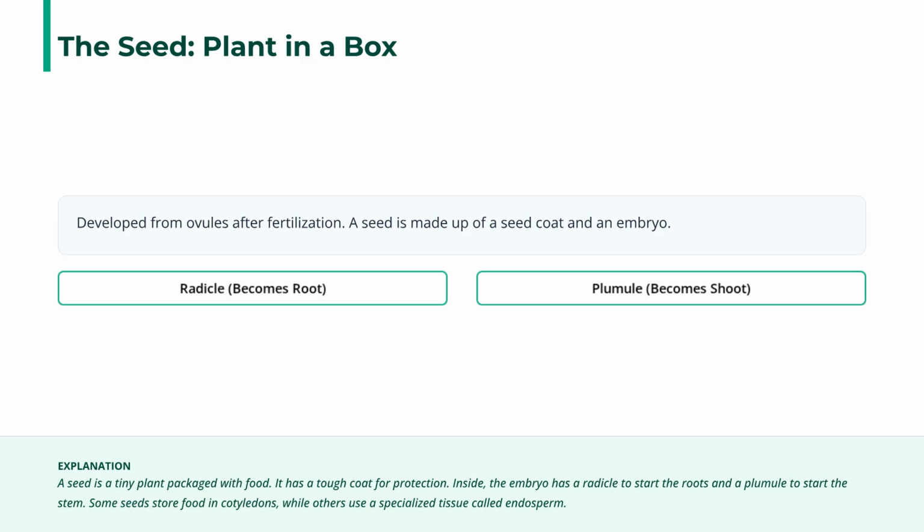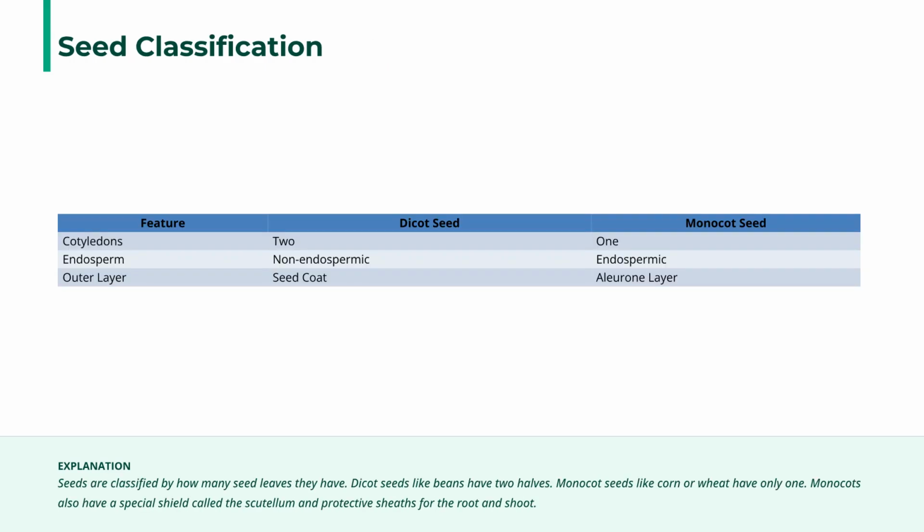A seed develops from an ovule and is essentially a tiny, packaged plant. It has a protective seed coat and an embryo, which contains the radicle for roots and the plumule for the stem. Seeds are classified by the number of cotyledons. Dicot seeds, like beans, have 2. Monocot seeds, like corn, have only 1, often accompanied by protective sheaths for the root and shoot, and a special shield called the scutellum.